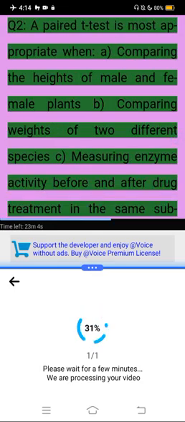Q2. A paired t-test is most appropriate when: A. Comparing the heights of male and female plants. B. Comparing weights of two different species. C. Measuring enzyme activity before and after drug treatment in the same subjects. D. Comparing leaf area in plants grown in different locations. Answer: C. Measuring enzyme activity before and after drug treatment in the same subjects.